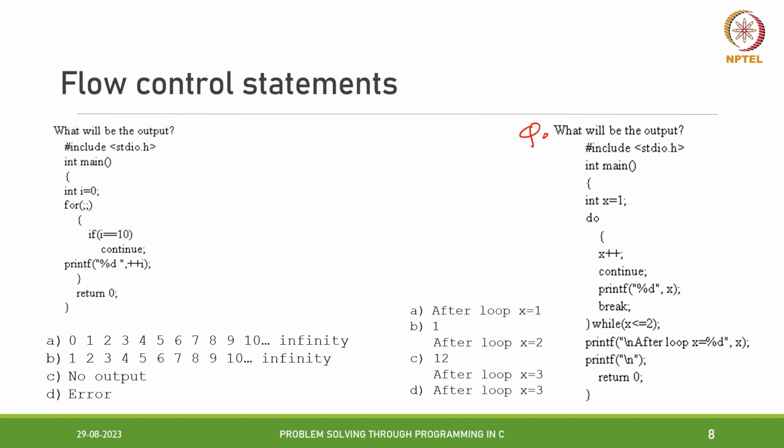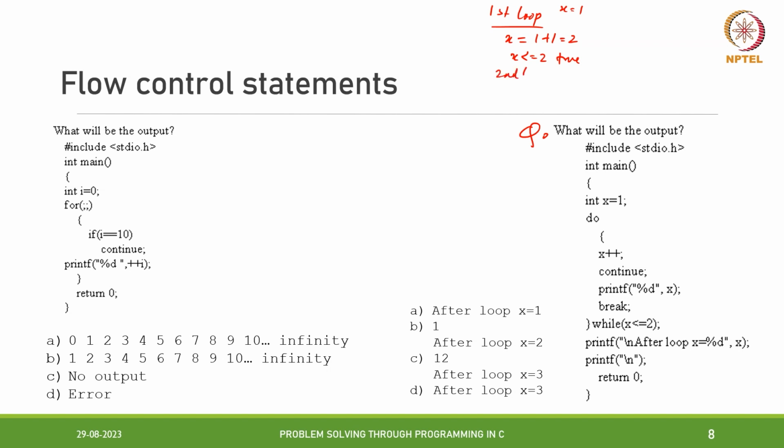Why? Because you are using the continue, right? It will just skip over the rest of the statements. So you have a do while loop. You start, x value gets incremented by 1. In the first loop, x is equal to 1 before this. x will become 1 plus 1, that is 2. Now the continue is executed. It will just check the conditional, x less than equals 2, which is true.